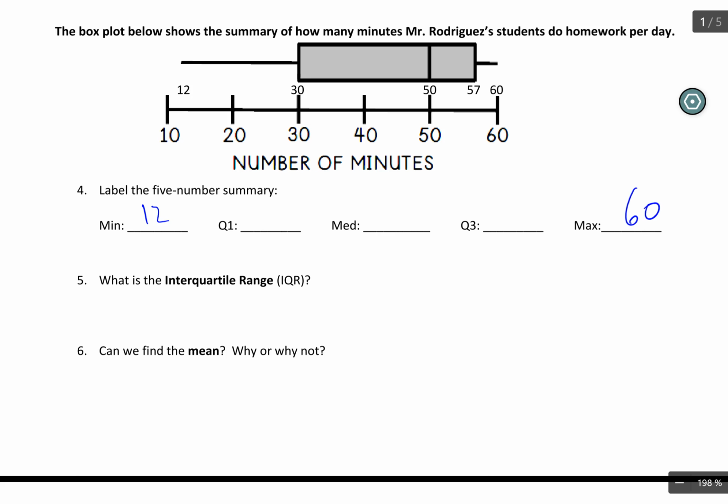Well, that's 60. Median is the middle number, and so my median, my Q1 and my Q3 are all 3 medians. Anytime I have a median, I put a vertical line. So where I see vertical lines, there's 3 vertical lines. I have a vertical line here, vertical line here, and a vertical line here. So I know that my middle vertical line is my median. My first one is my Q1, and my third is my Q3. Because Q1 is the median of the lower half of my data. Q3 is the median of the upper half of my data. So Q1 then is 30, median is 50, Q3 is 57.